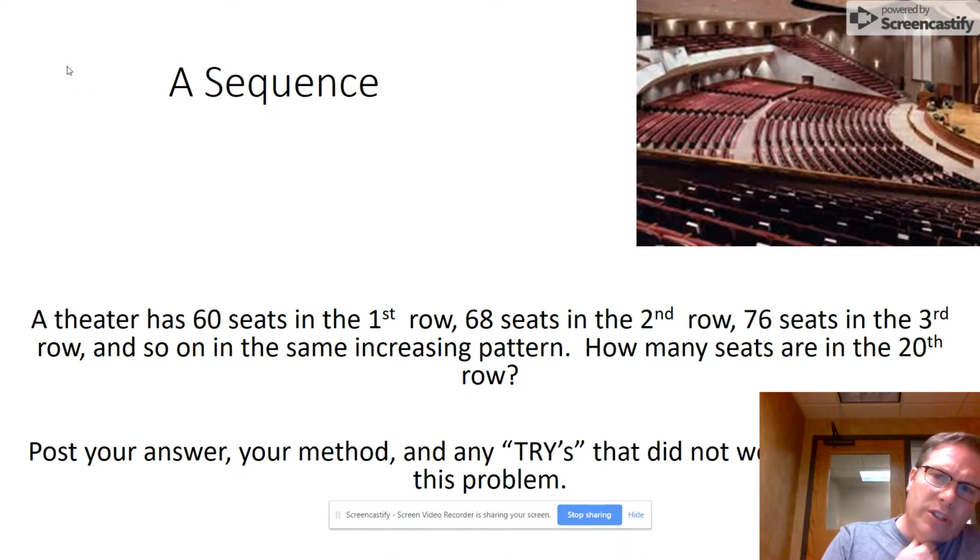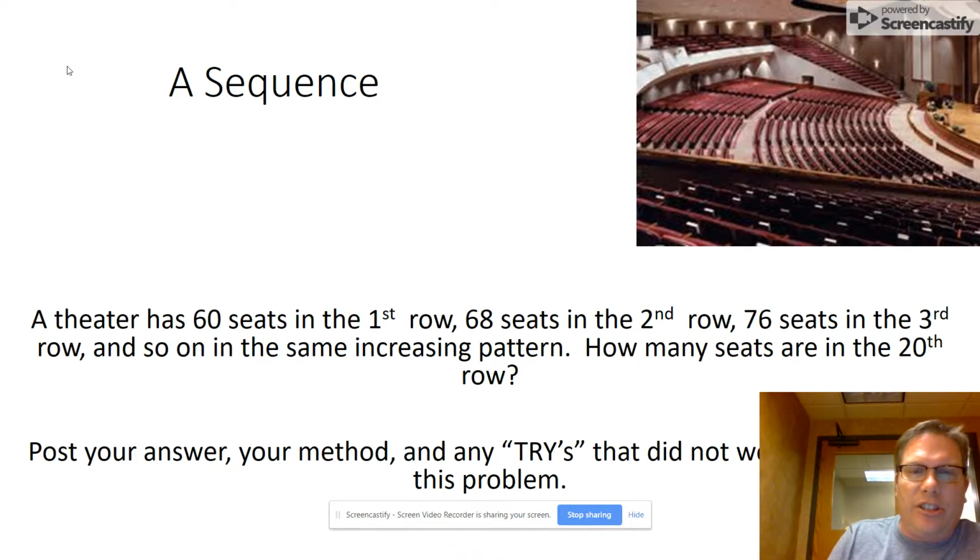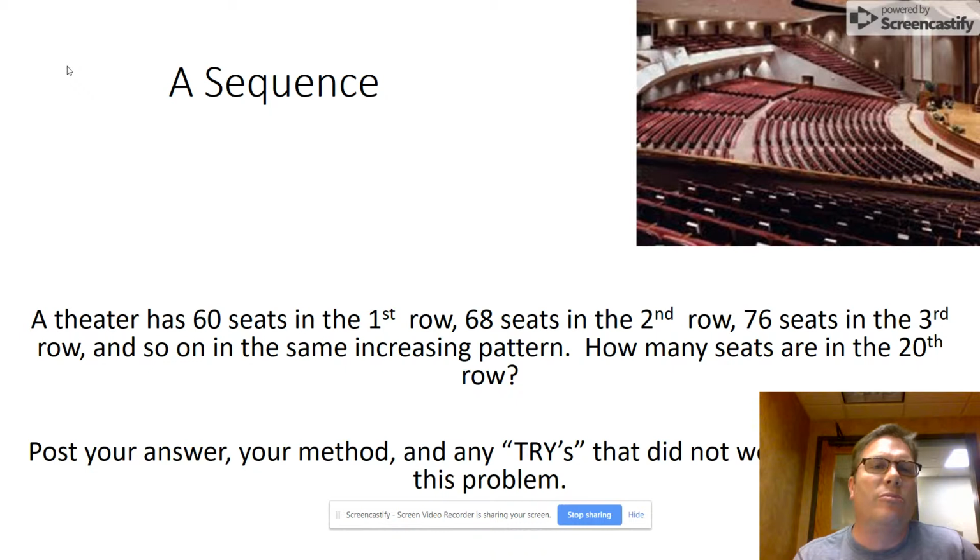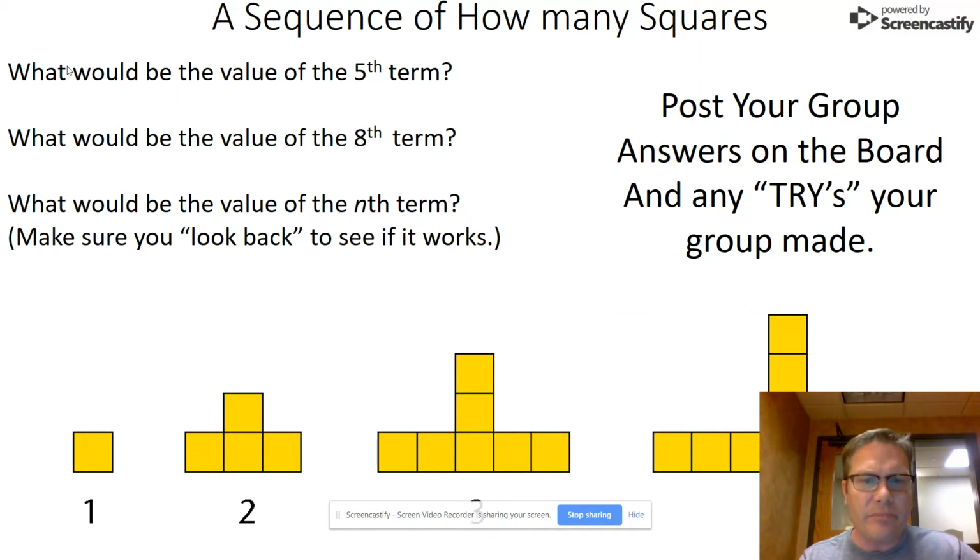I'm going to ask them to post what the number of seats in the 20th row is, and to give me any tries that didn't work. This is that idea of mistakes. I just have found this week in class that the word mistake doesn't go so well when it comes to posting. They don't like to share, but I switched my vocabulary to tries, and I had students then willing to put what they had up. So I'm going to be using the term tries as I go through this.